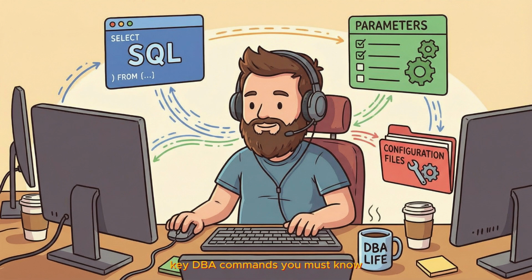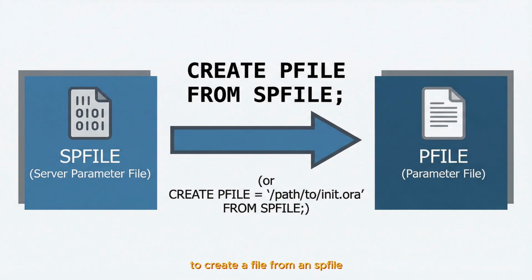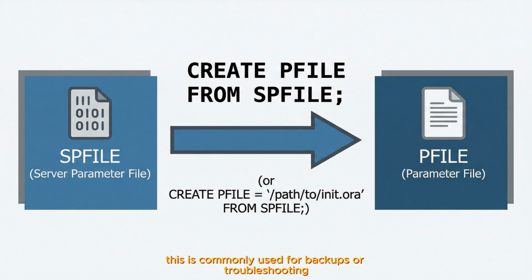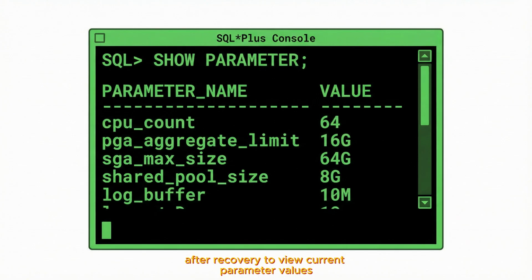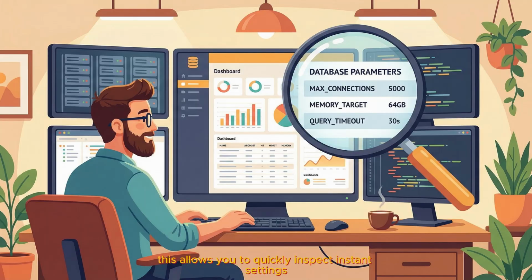Key DBA commands you must know. Every Oracle DBA should be comfortable with these commands. To create a PFILE from an SPFILE: CREATE PFILE FROM SPFILE. This is commonly used for backups or troubleshooting. To create an SPFILE from a PFILE: CREATE SPFILE FROM PFILE. This is useful when rebuilding configuration after recovery. To view current parameter values: SHOW PARAMETER. This allows you to quickly inspect instance settings.